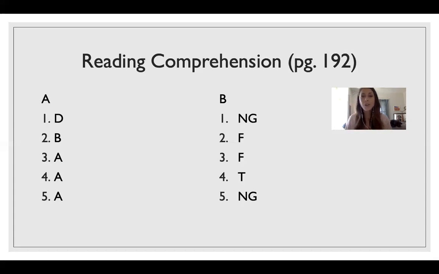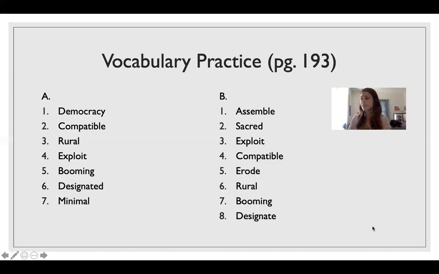Okay, so if you have any questions about this, please send me a message on Canvas or send me an email. We're going to move into the vocab. All right, so now we're on page 193 and we're going to go through the vocabulary. So I'm just going to read this through.